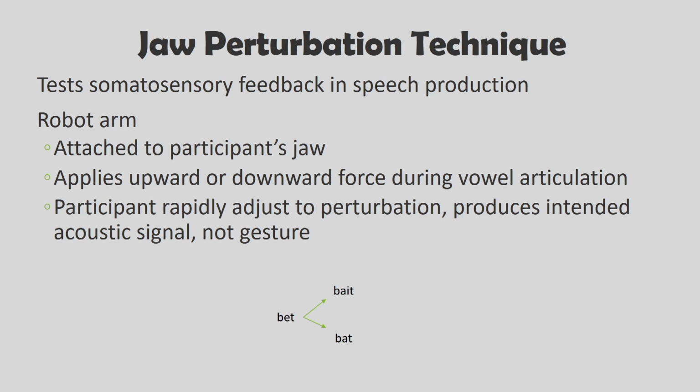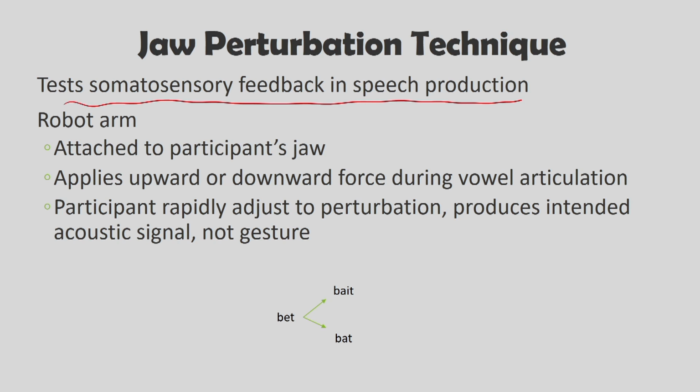And so, what is the jaw perturbation technique? It can be used to test the hypothesis that the motor speech system uses somatosensory feedback to make corrections during articulation. So, the idea that the somatosensory system makes corrections while making speech can be tested through the jaw perturbation technique. It tests the somatosensory feedback in speech production.